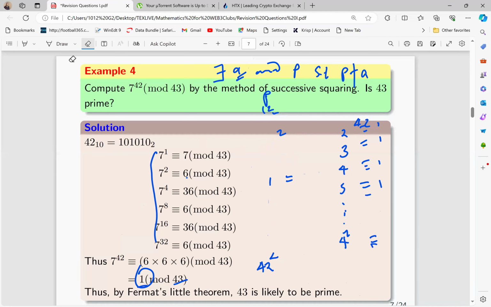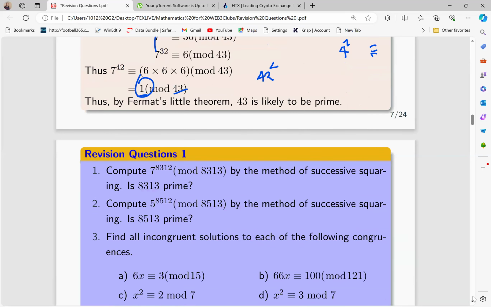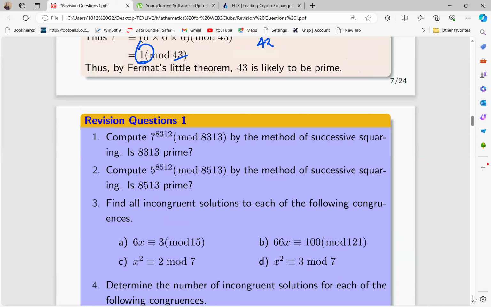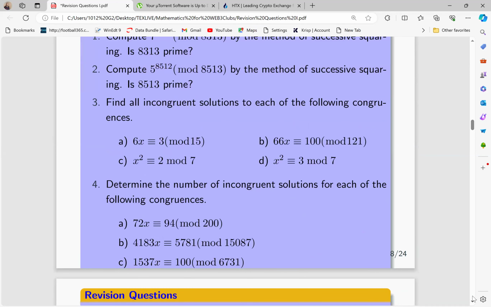Okay, so we now want to look at some revision questions, where we shall go round and round. I've already done question 1 and question 2, and we've already done a similar question. So I want us to look at question 3.